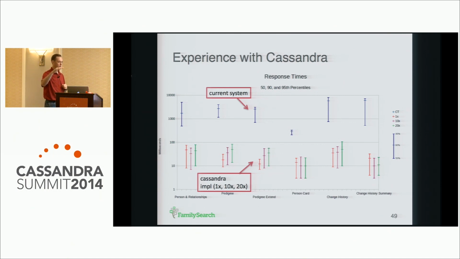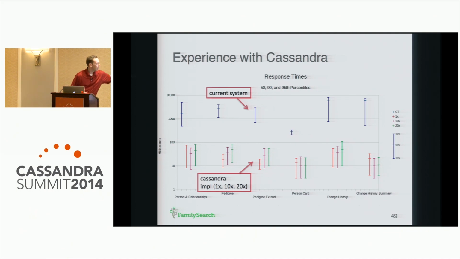This is just for the kind of service level request we need to support the features at the bottom, where we ended up. Log scale graph, our current system is at the top. So the person and relationships for the Ancestor page, 50th percentile was somewhere under a second, and 95th percentile was somewhere under 10 seconds. These 3 graphs are 1x, 10x, and 20x. We saw a little bit of degradation as we went up, but very close clustering, so we were very, very satisfied with the 20x numbers.